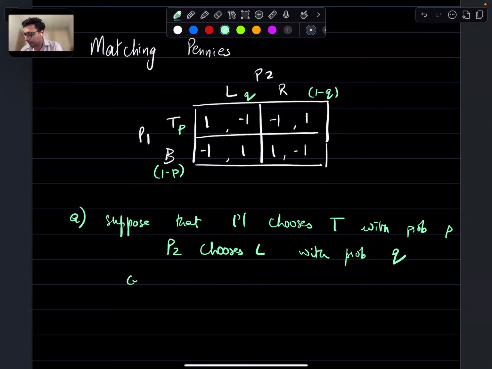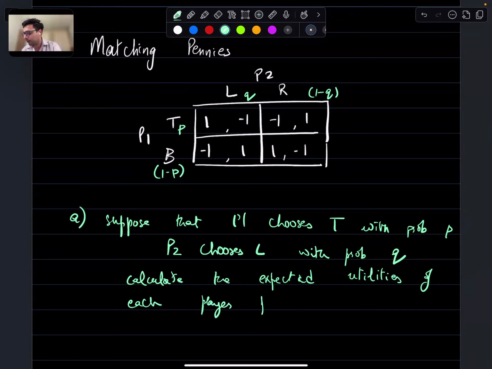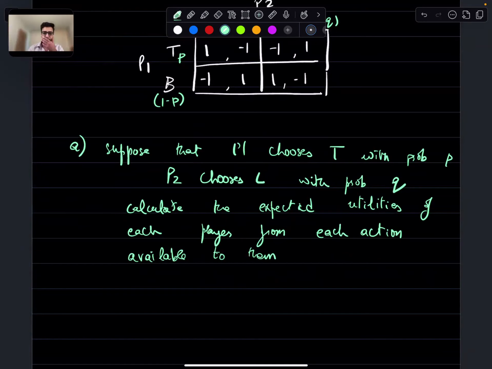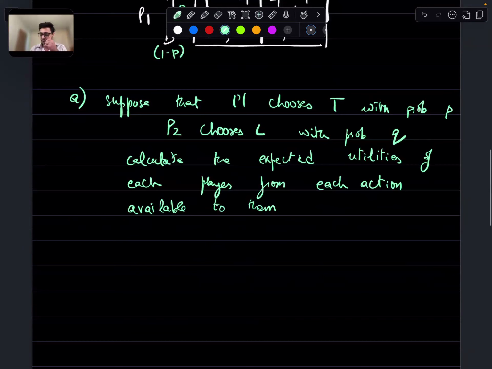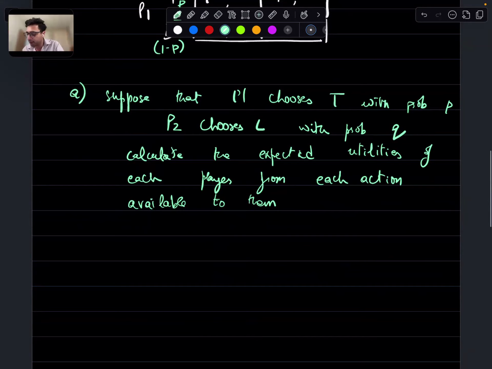Calculate the expected utilities of each player from each action available to them. Once you have that, you'll be able to write out the best responses.